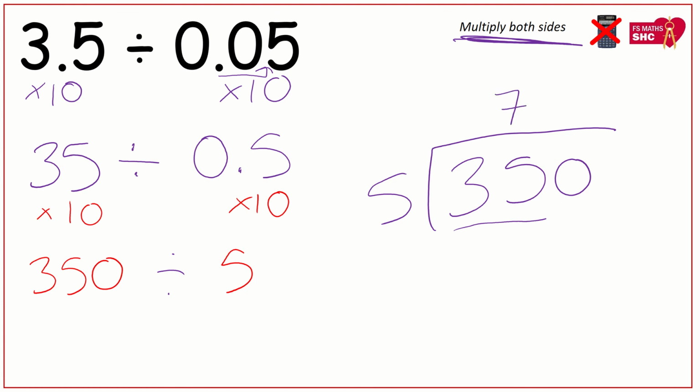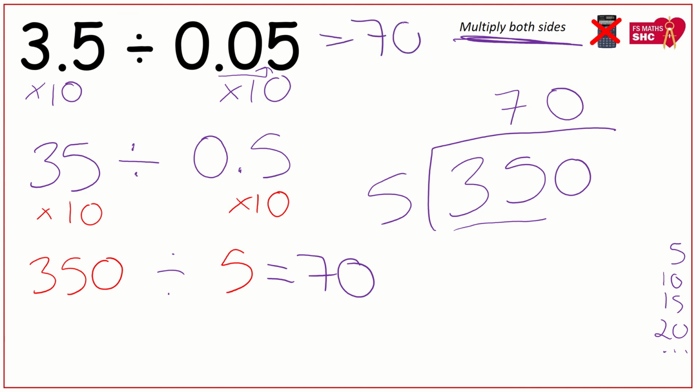Of course, if you're not sure, you're going to have to build up a list until you get all the way to 35. 5 divided by 0 is going to give you a 0. So the answer to 350 divided by 5 equals 70. Well, it's also the answer to the original question as well, which is lovely.